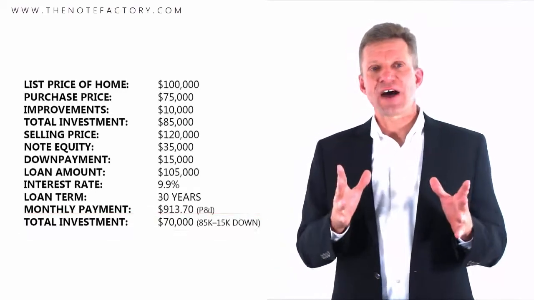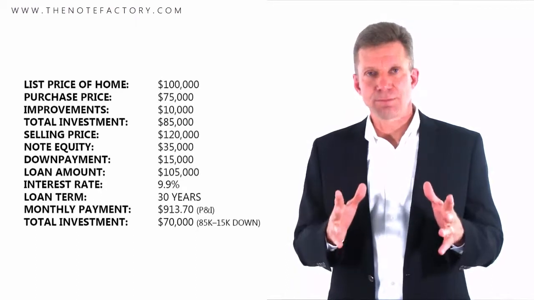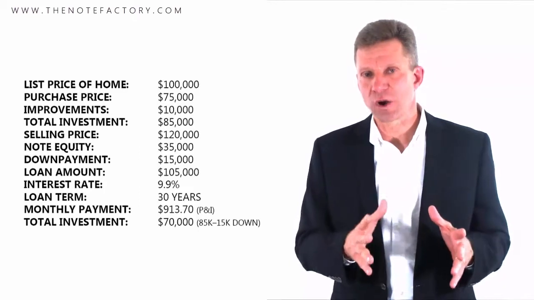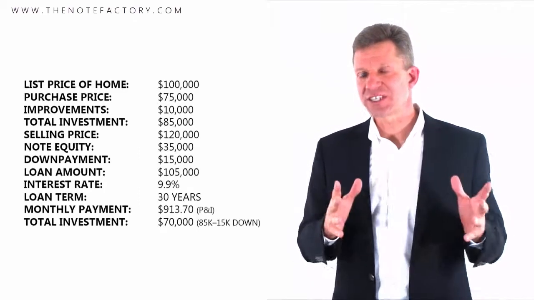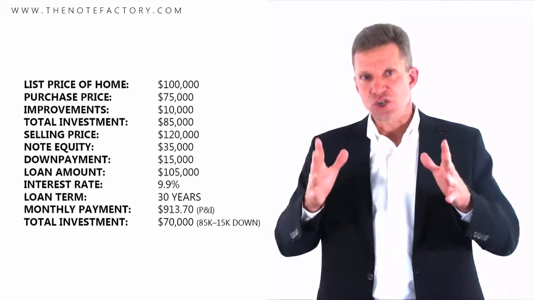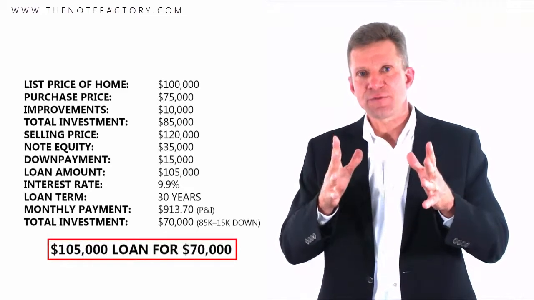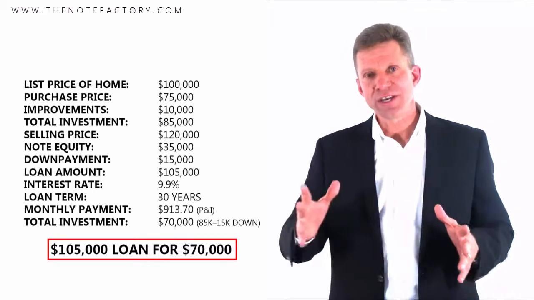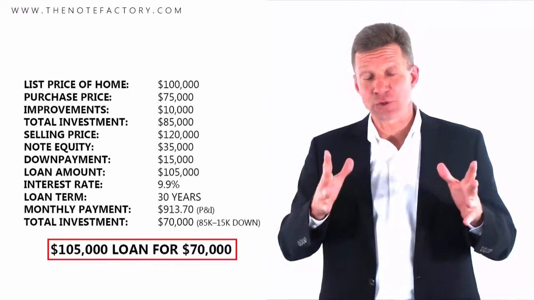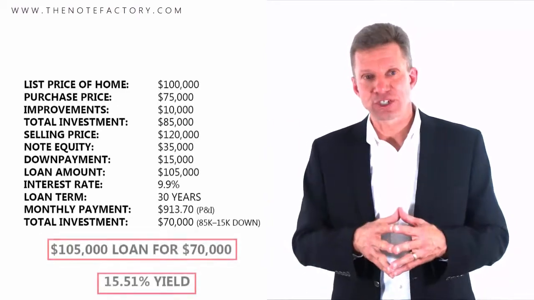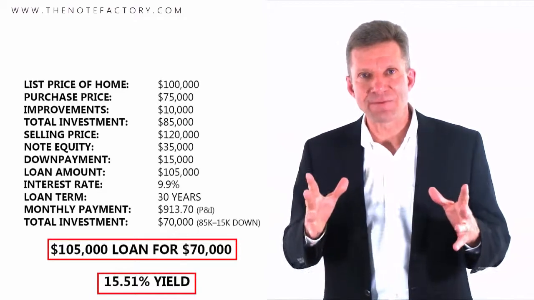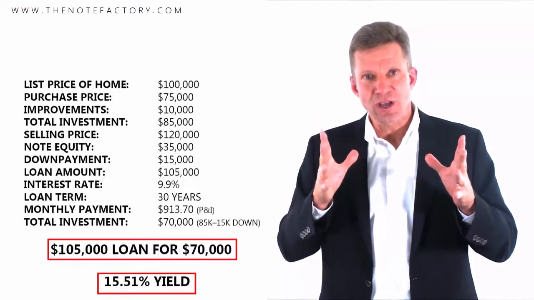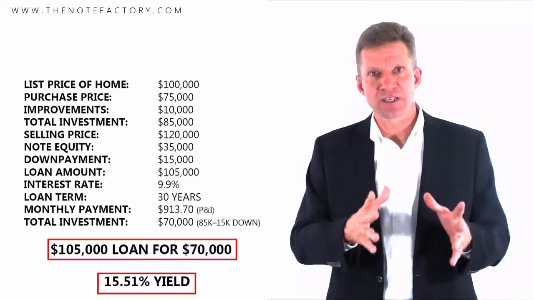Okay, now, if you finance that house, like we said, for that buyer at 9.9%, but that was a $105,000 loan, wasn't it? And your total investment was $70,000, okay? You follow me? So you just created a $105,000 note for a total investment of $70,000. When you do the math and actually figure what the actual yield is, that 9.9% turns into a 15.51%. Now that is an income stream that you can do all day long. These are very realistic numbers.